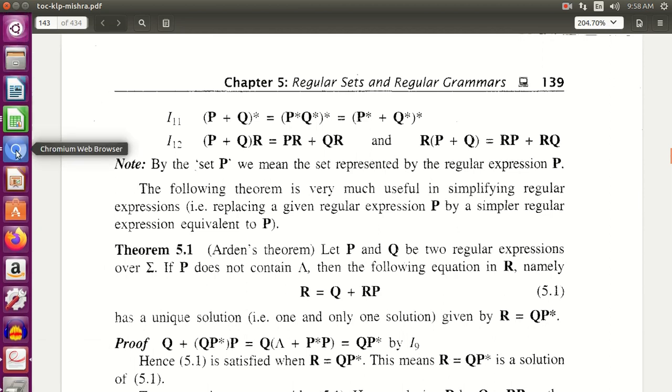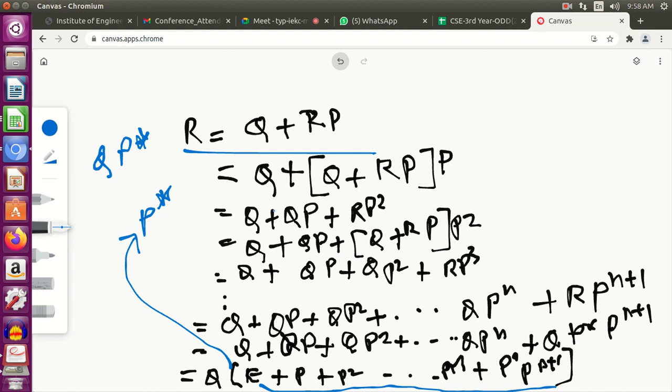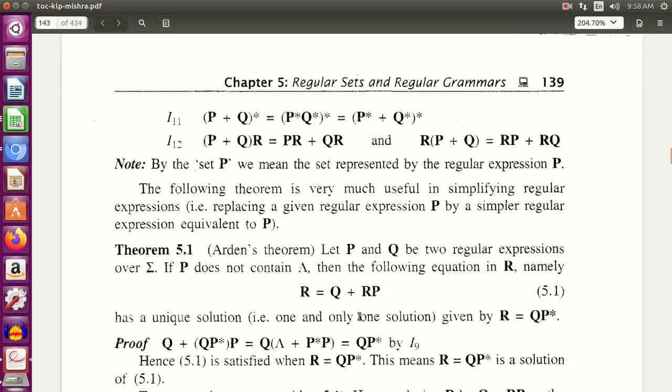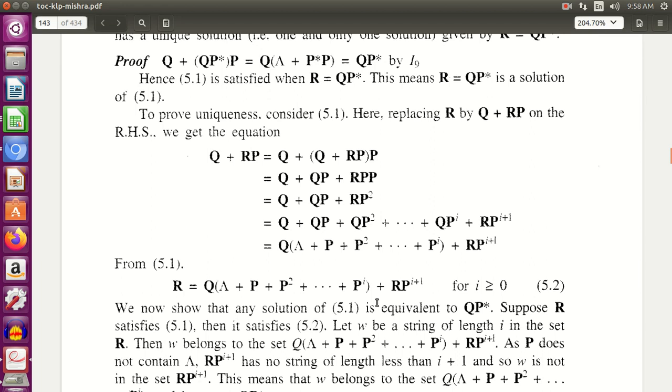Is the proof clear to all of you, or do I need to explain it once more? Is the proof clear to all of you? Yes, ma'am. Okay. So let's get back and see what else we have.